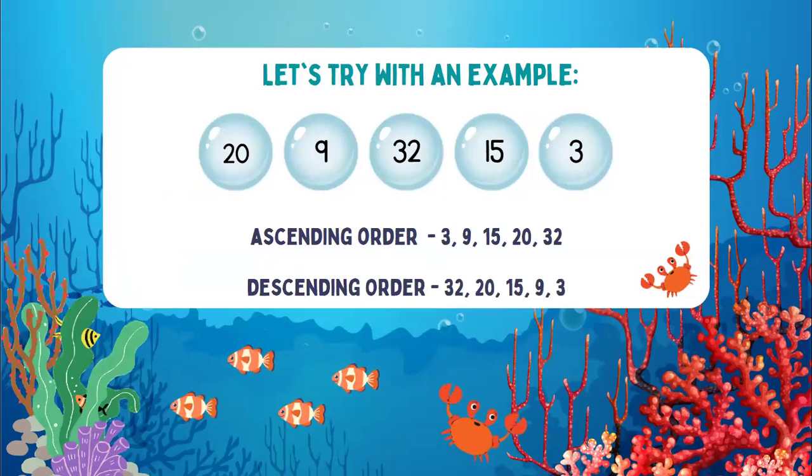Let's see here. In the ascending order, it's showing 3, 9, 15, 20, and 32. Why? It's starting from 3, as 3 is the smallest in all these numbers, and ending with 32, as it's the largest in all these numbers. In the descending order, it's quite the opposite. 32 is starting because it's the largest number in all of these numbers, and the descending order is ending with 3 because it's the smallest number. Am I right? Of course I am.